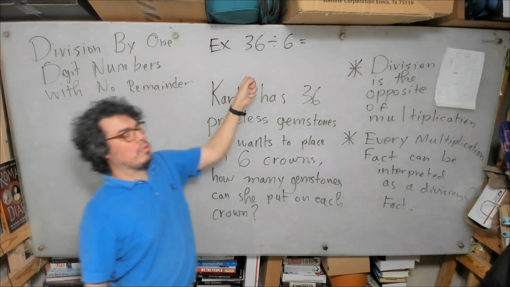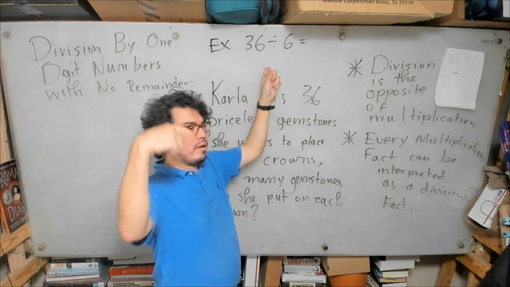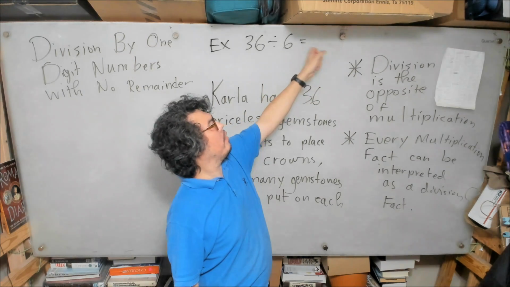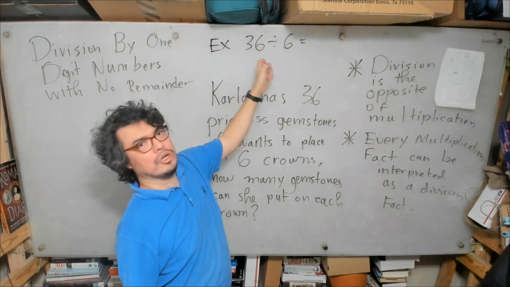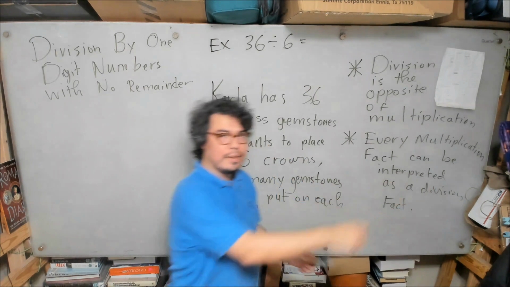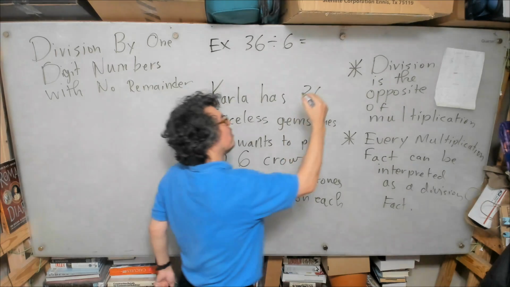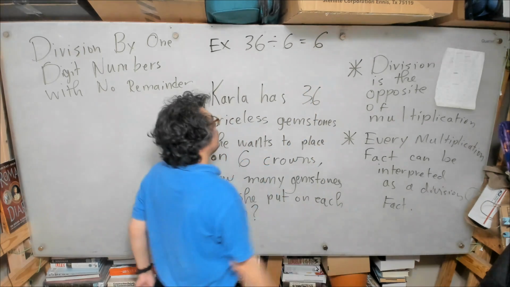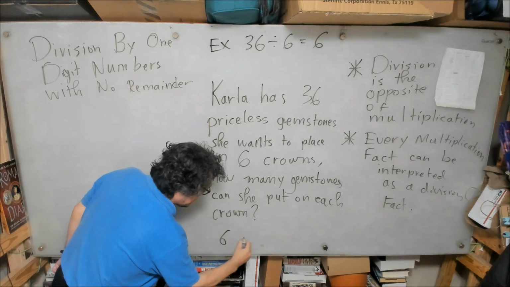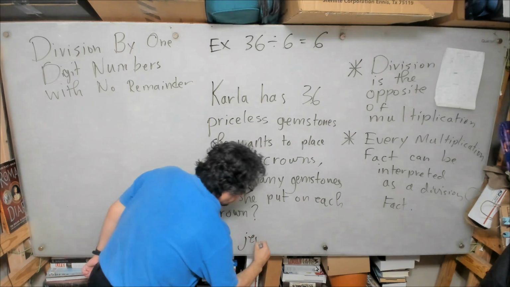So now, when we think about this division problem, 36 divided by 6 is equal to some number that when you multiply by 6, you get 36. So what number times 6 gives you 36? When we just verbally stated the multiplication table for 6, we saw that this one is 6. So the answer is she can put 6 jewels per crown. Okay?